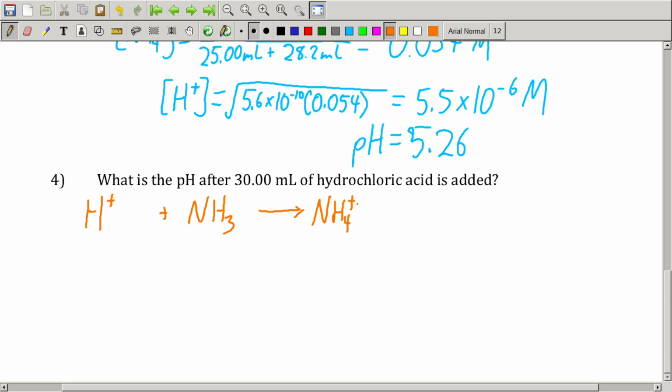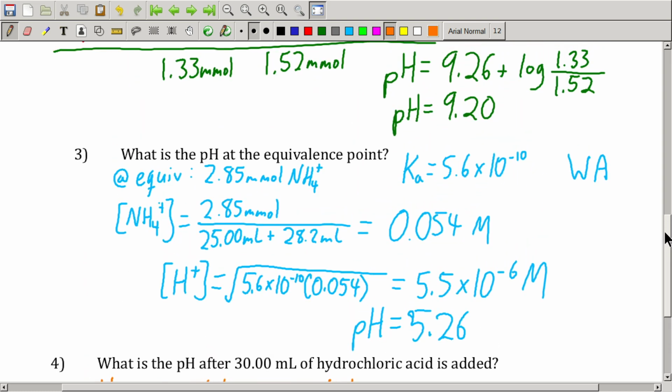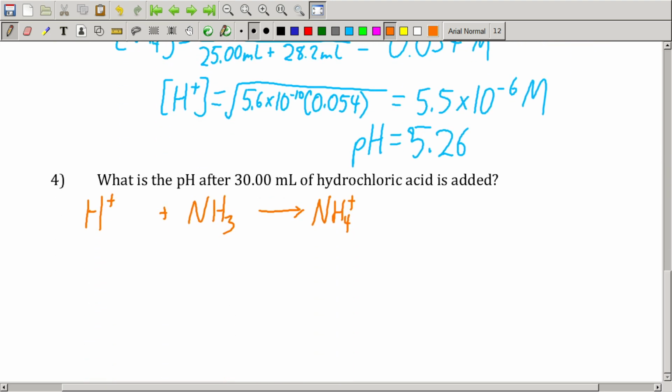So we're starting with, I forgot. That's why it's good to write these things down. 2.85 millimoles of NH3. How many millimoles of hydrogen ion have we added if we add 30 milliliters of a 0.101 molar solution? 30 times 0.101, I get 3.03. Okay. So what's my limiting reactant? It's the ammonium ion.